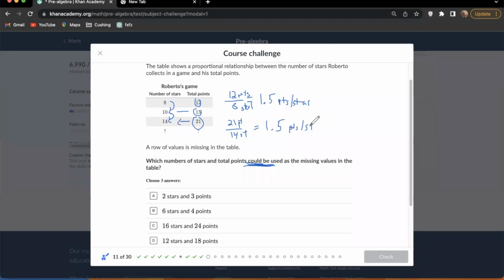So let's think of it this way. I guess the number of stars times 1.5 gives the number of points. So 2 times 1.5 is 3. So I like A. 6 times 1.5 is 9. I don't like B. 16 times 1.5 is 24. 12 times 1.5 is 18. So it says choose 3 answers. So I like A, C, and D. If I do 6 stars, I should have 9 points.